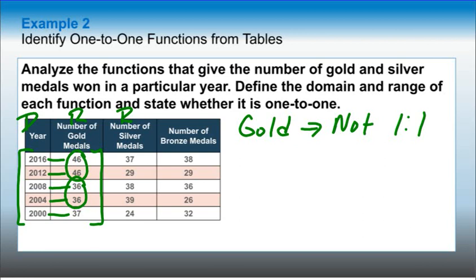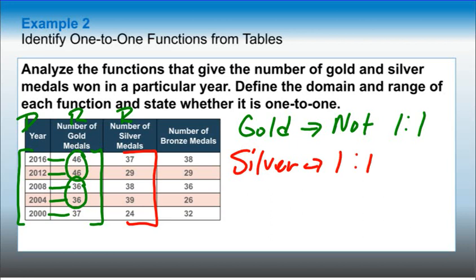What about silver? If we're looking at these medals, you'll notice that nothing repeats in the number of silver medals. They're all separate numbers, and the years are all separate. So for silver, we would say that this would be one-to-one.